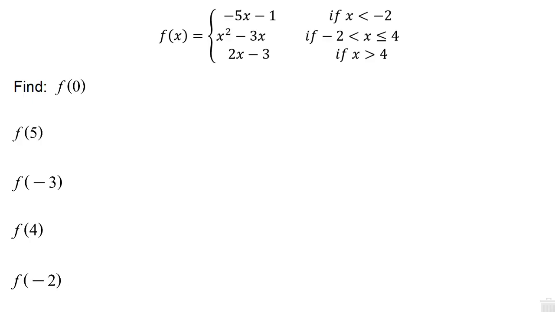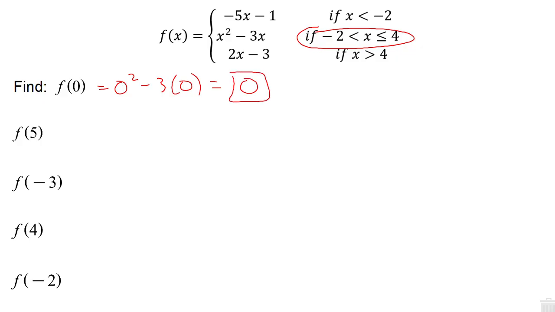We'll do the same thing here for each of these different values we're looking to evaluate. Here we've got a piecewise defined function that's defined with 3 different pieces. So when we look for f of 0, we should be able to see that 0 falls between negative 2 and 4. And so we'll just use that piece of it. We'll do 0 squared minus 3 times 0, which is, of course, just 0. So f of 0 is 0.